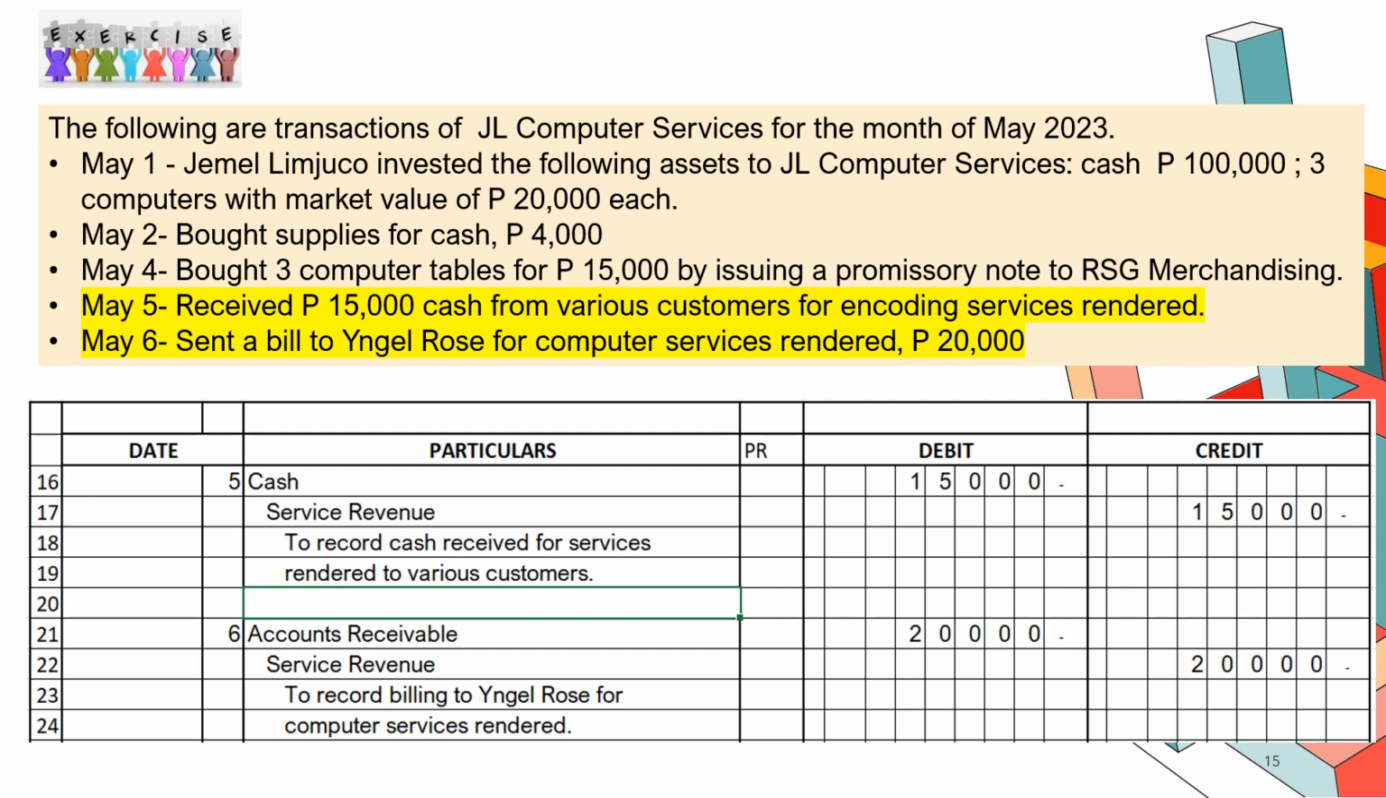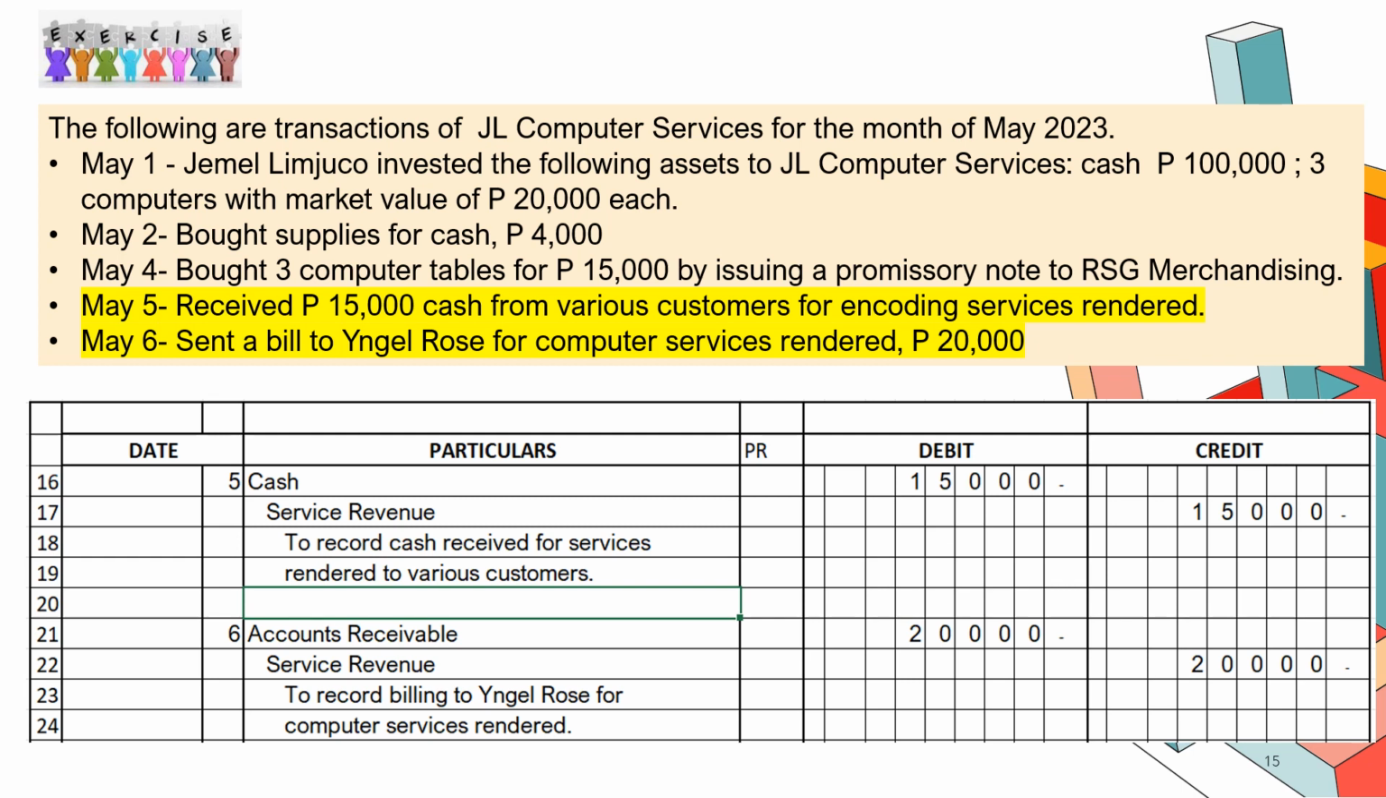So how about the debit? Okay, May 5, received 15,000 cash. So that's the value received. The cash of JL Computer Services increases. So meaning you have to debit cash, 15,000. Then credit service revenue, 15,000. Explanation: to record cash received for services rendered to various customers. Okay, and then skip another line, one line or one space.